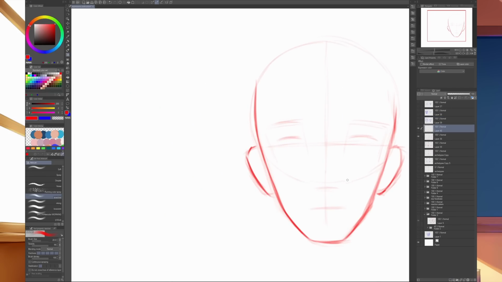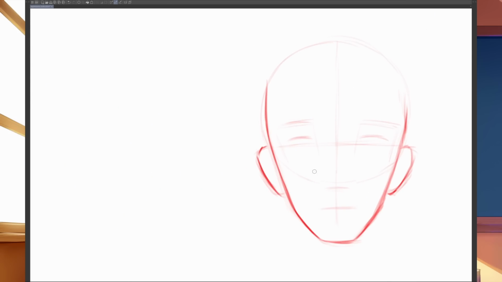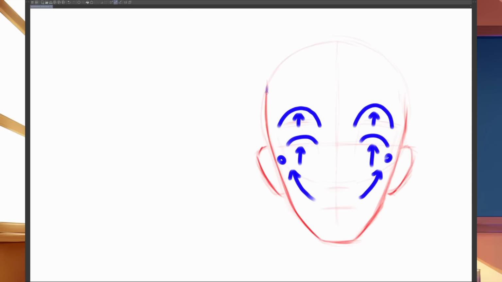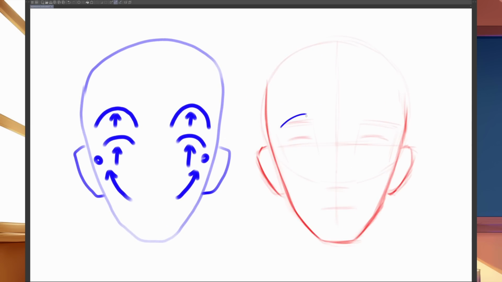Next, we'll go through the expression of happiness. Now this one is very straightforward. We're going to lift the eyes and the eyebrows up with 2 lines of force coming up from the cheeks, through the eyes and up through the eyebrows, and now the mouth, we're going to pull it up at the corners towards the cheekbones, leading into those upward flows along the eyes.